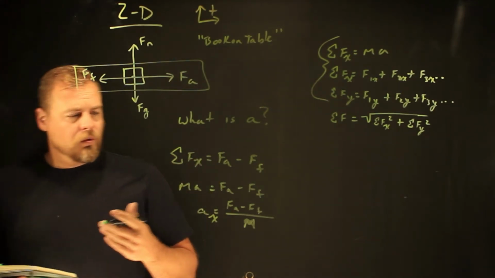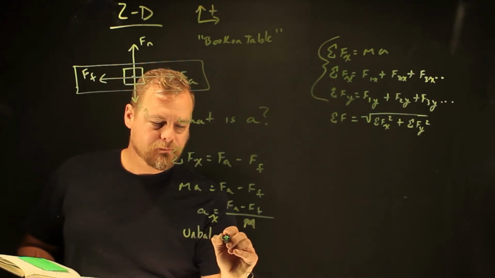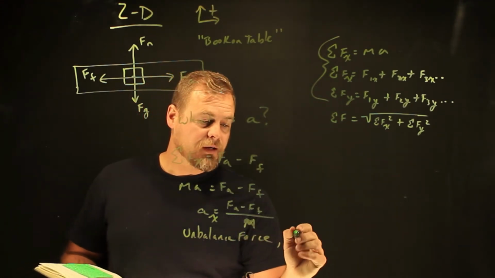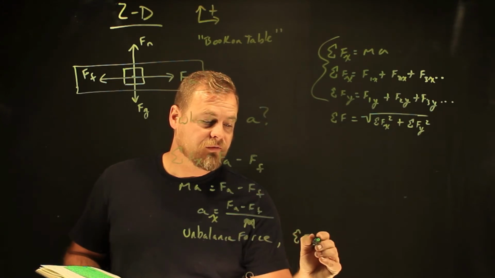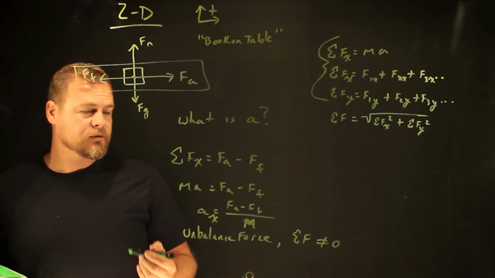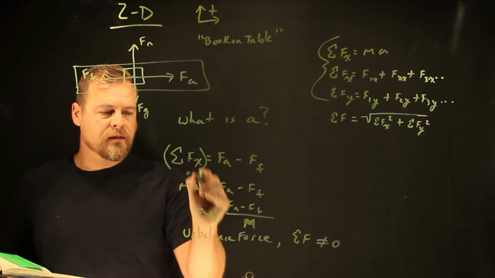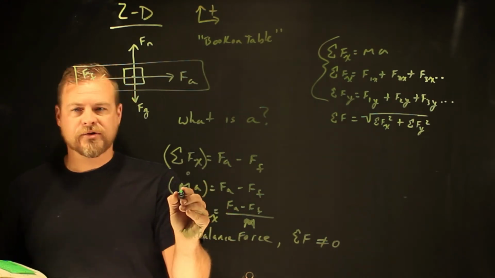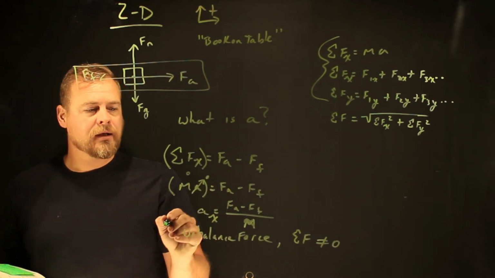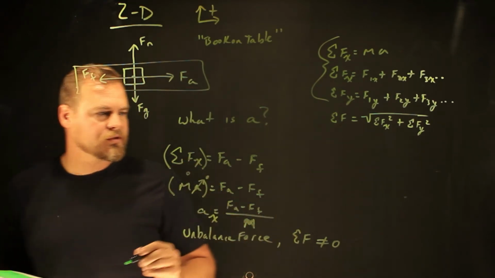Alright, so this is an unbalanced force because the net forces are not equal to 0. If the net forces are equal to 0, that means that this term right here is equal to 0. The only way that you could get that, you can't have an object with 0 mass, is if you had 0 acceleration. So what happens if I have a net force of 0 or 0 acceleration?